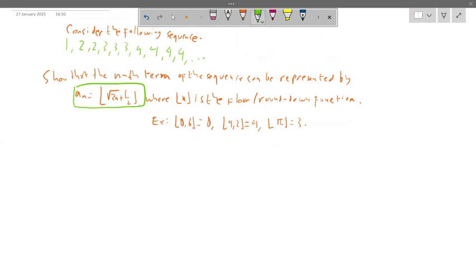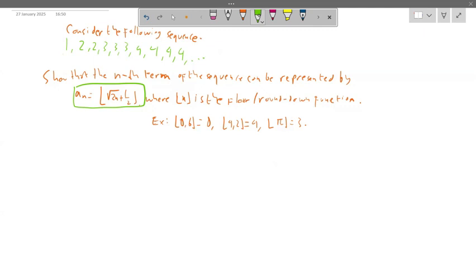Now, we have to show that the nth term of the sequence can be represented by this formula. So if the nth term of the sequence is a_n, then it is equal to the floor of square root of 2n plus 1/2. Now, a bit of a reminder, the floor function here is the round down function. So basically you round down whatever is inside of this square bracket. Or more rigorously, it is the largest integer that is lower than x, or the number inside the bracket. So the floor function of 0.6 yields 0, the floor of 4.2 is 4, and the floor of pi is 3.